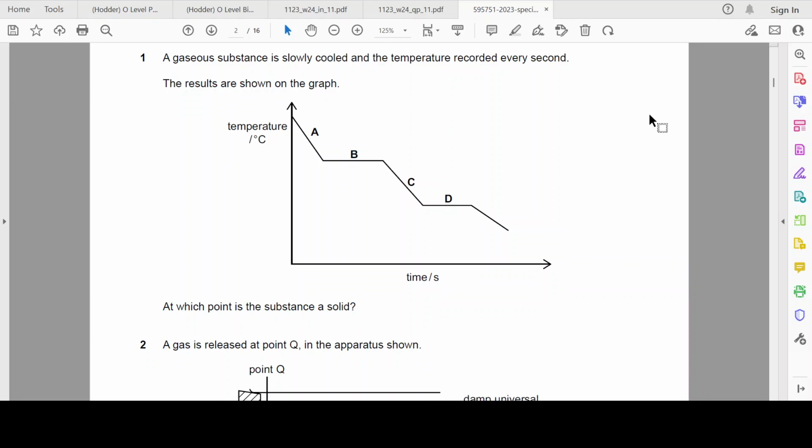Question 1. A gaseous substance is slowly cooled and the temperature recorded every second. The results are shown on the graph. At which point is the substance a solid?